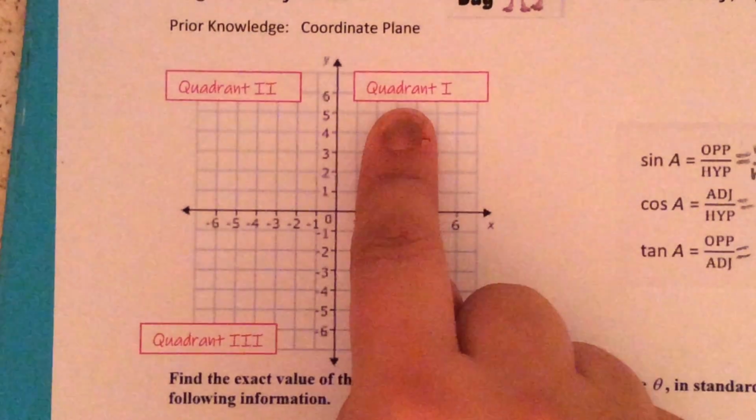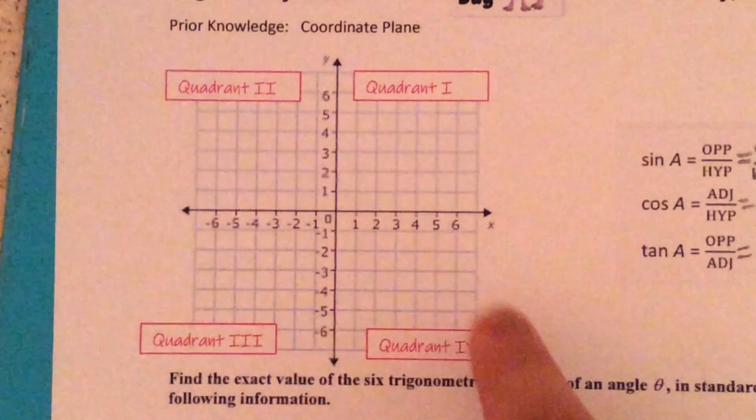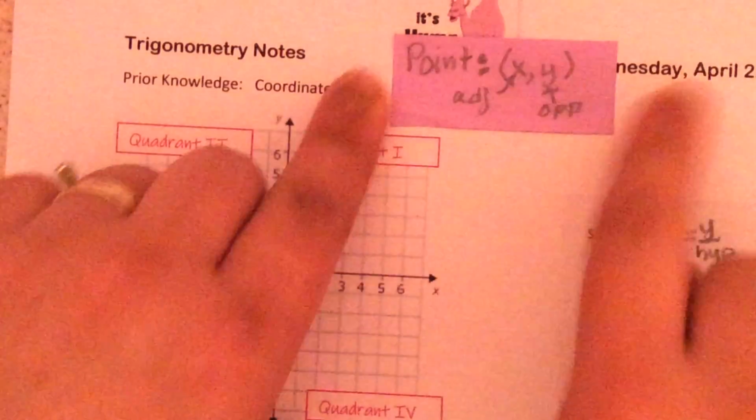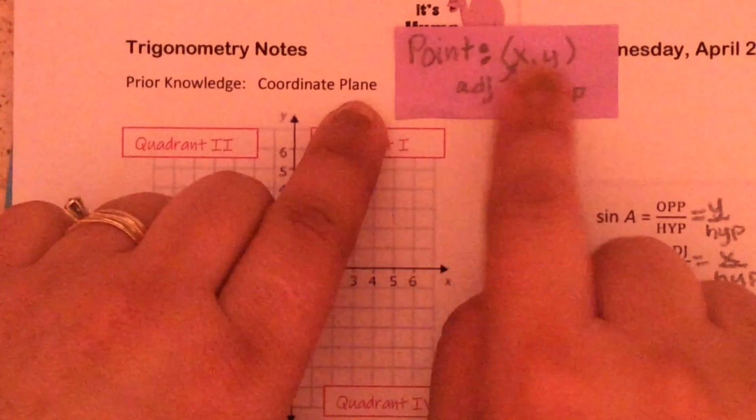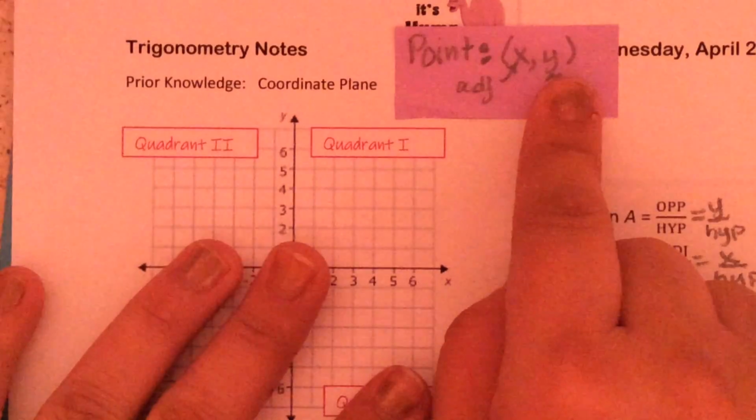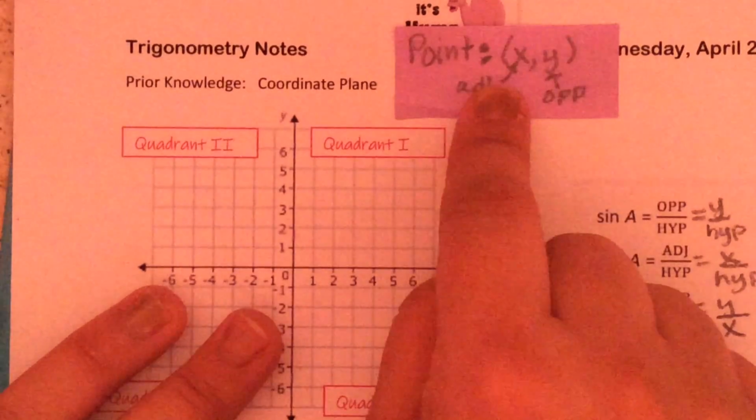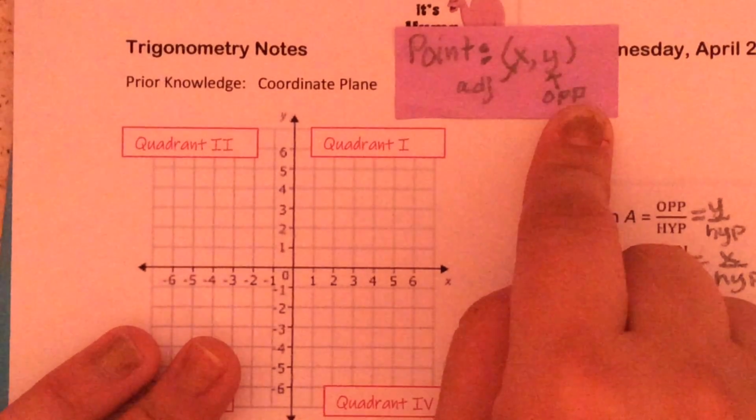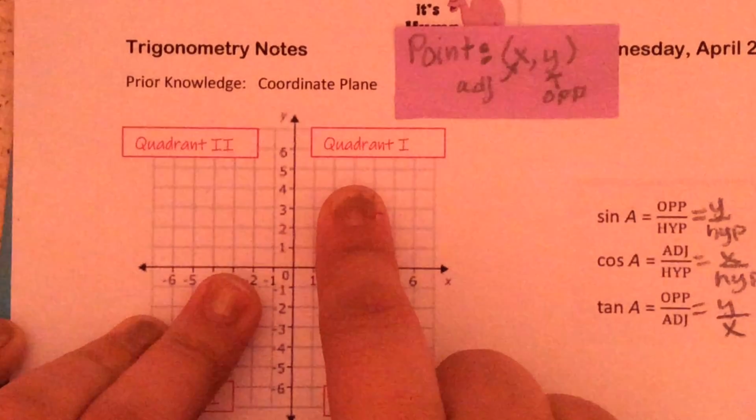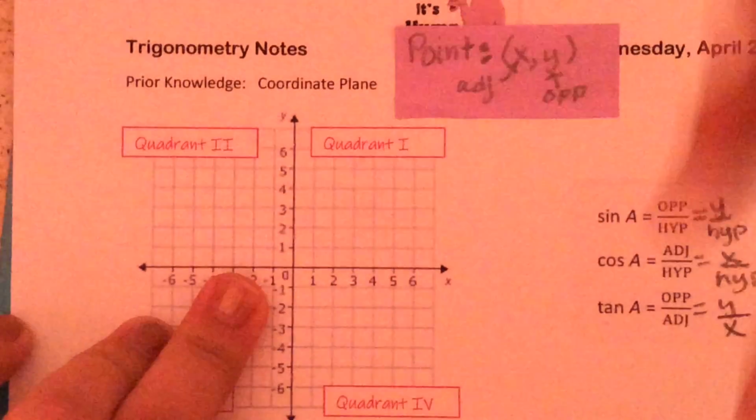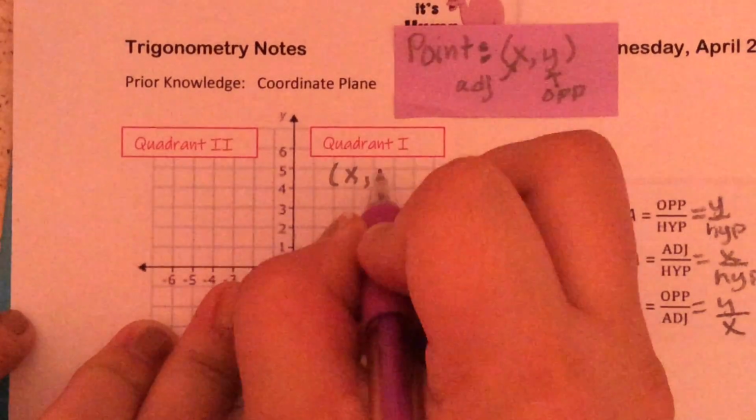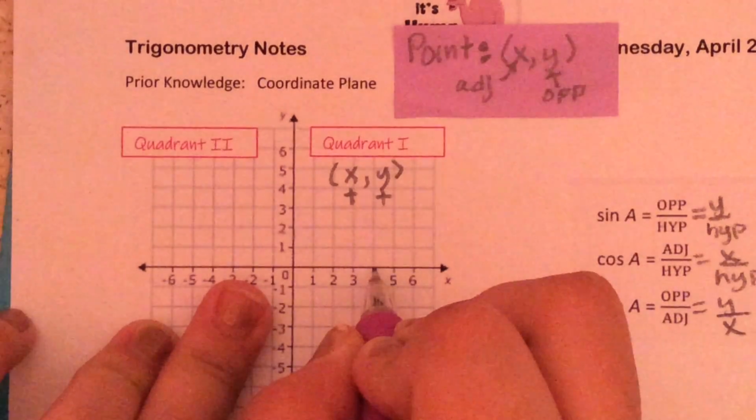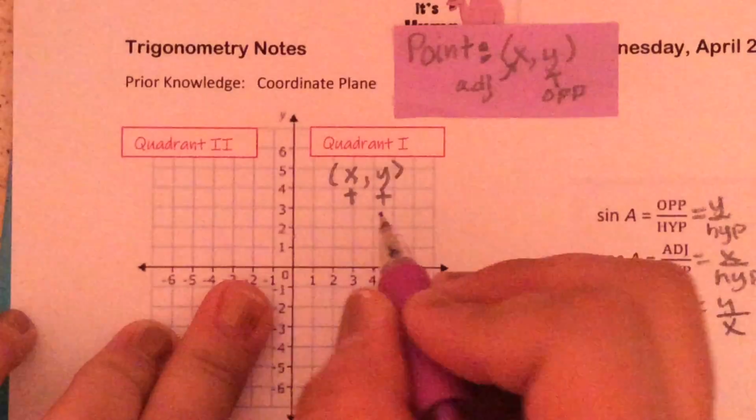Remember that this is quadrant 1, quadrant 2, quadrant 3, quadrant 4, and then recall that a point is (x, y). Now we're going to be using the point to be able to do the sine, cosine, and tangent. So the x is the adjacent side and the y will be the opposite side. And so in quadrant 1, we know that when you have (x, y), they're both positive numbers, right? Because you go to the right, that's a positive number, and you go up, that's a positive number.